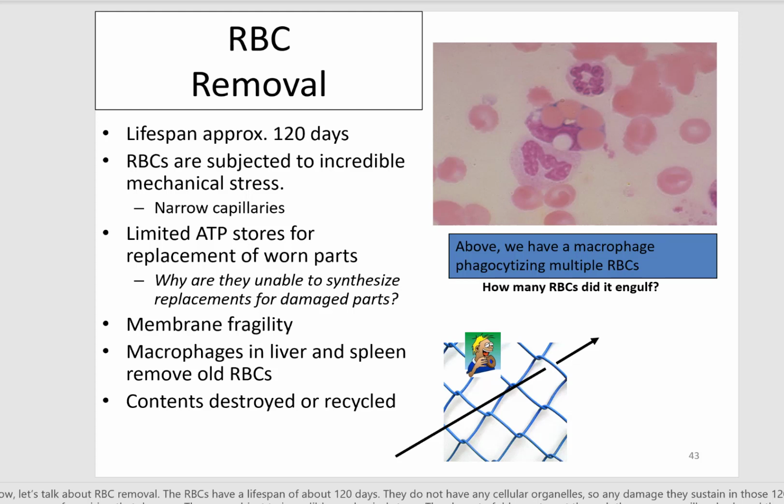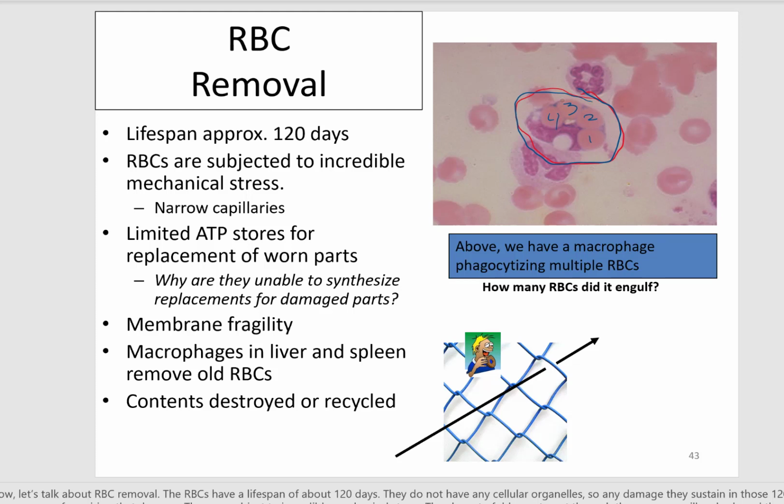The actual cells that phagocytize, engulf the aging red blood cells are called macrophages. They are found in both the liver and the spleen. In this picture, I am showing you a macrophage. I'm circling it now. This macrophage has 4 red blood cells engulfed. 1, 2, 3, 4. Again, macrophages are found in both the liver and the spleen.